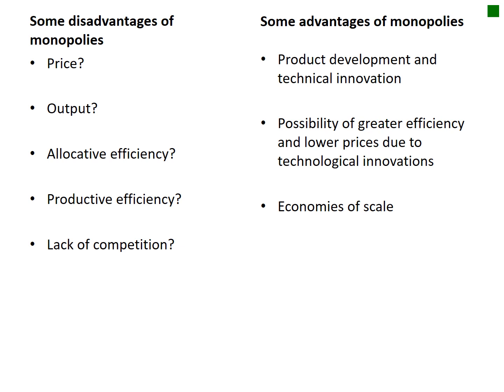We can have product development and technical innovation, particularly because they have supernormal profits. They have money to be able to put into product development and technical innovation. And also it can be a way to prevent competitors from entering the market and you no longer holding the monopoly status. There's the possibility of greater efficiency and lower prices due to technological innovations. Again, you can have money to put towards technological innovations, and you can have economies of scale because you're so large in the market, and this can sometimes translate to lower prices.